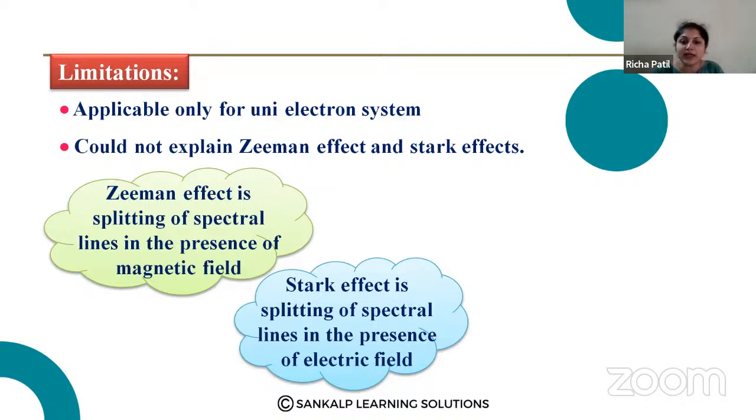It could not explain the Zeeman effect and the Stark effect. Important: what is the Zeeman effect? The Zeeman effect is the splitting of spectral lines in the presence of a magnetic field. Remember this. What is the Stark effect? It is the splitting of spectral lines in the presence of an electric field. Don't get confused here: Zeeman is in the presence of a magnetic field, and Stark is in the presence of an electric field.